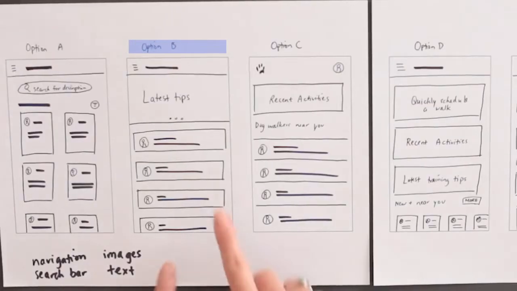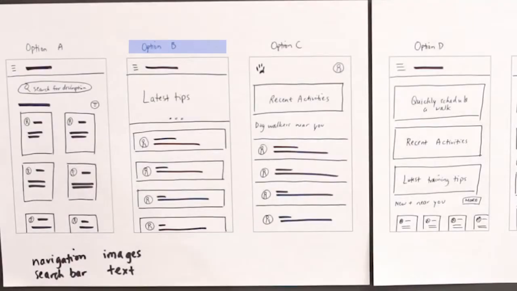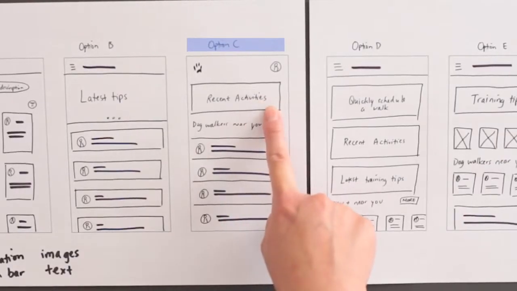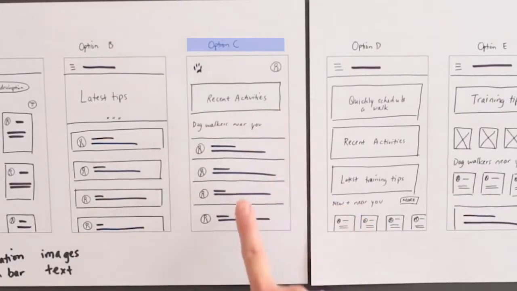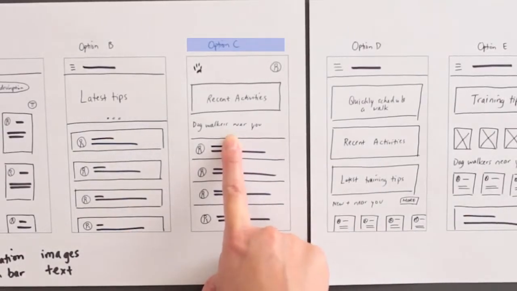For option B, I wanted more than just the dog walkers' profiles on the homepage. I thought it might be helpful for users to have some tips or articles about how to train your dog at the top of the page. I also tried making the dog walker profiles horizontal rectangles instead of vertical rectangles like cards. For option C, I added an area to show the user's recent activity within the app. I thought this might be helpful for users who want to schedule the same dog walker multiple times. I like the horizontal dog walker profiles, so I drew them again, but this time I used dividers instead of rectangular shapes. I also added a header to describe the profiles as dog walkers near you.